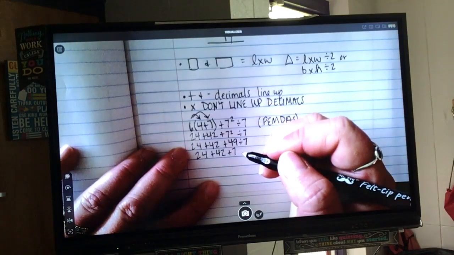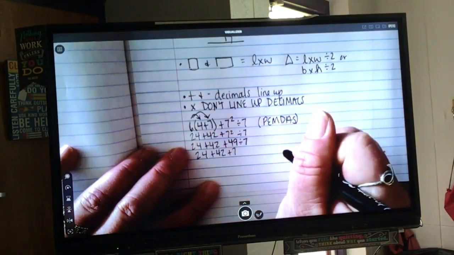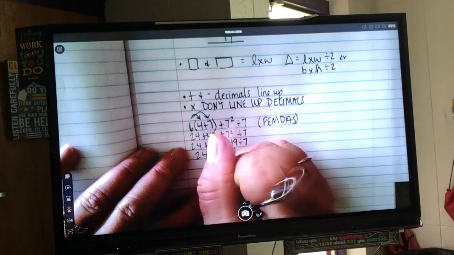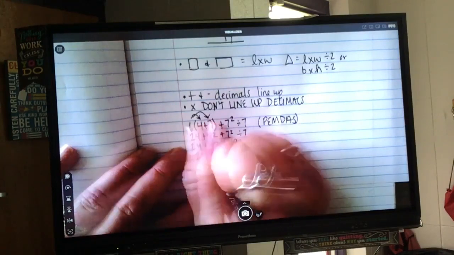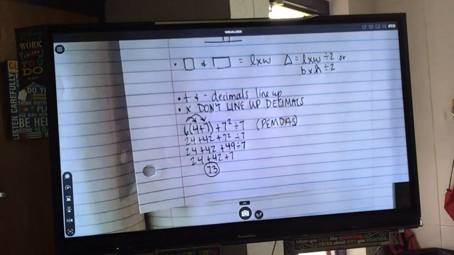Yes, 6 plus 7 is 13. And then that's what I go by. If 6 plus 7 is 13, then I'll just put a 3. So 73, because there's a 3. Alright, is that what you got? Okay. Alright, so good example of that.